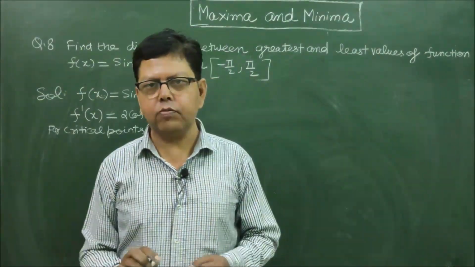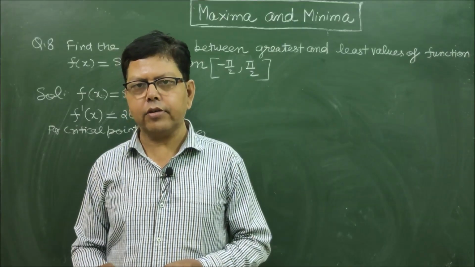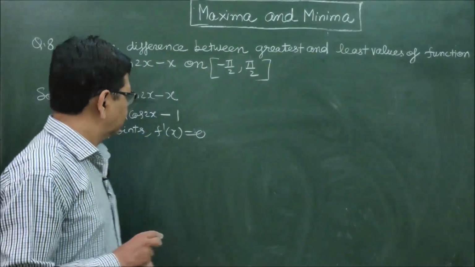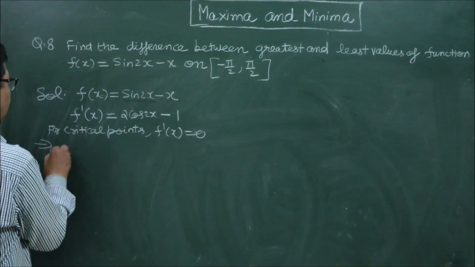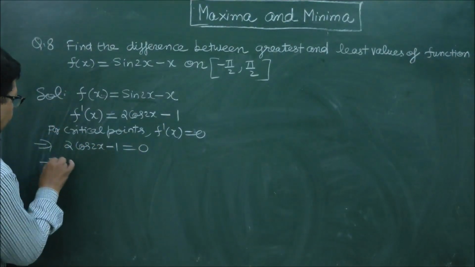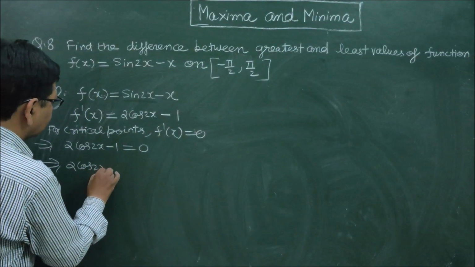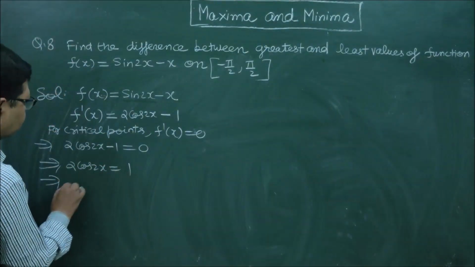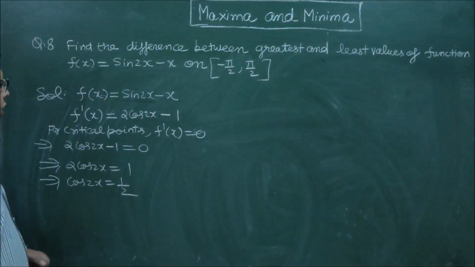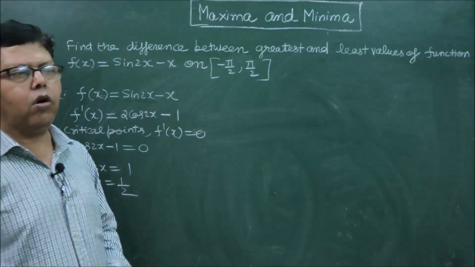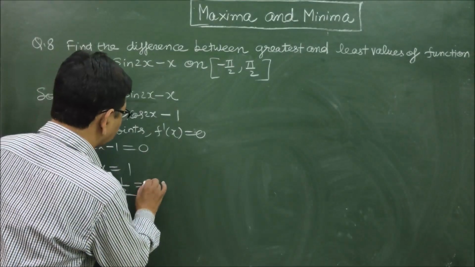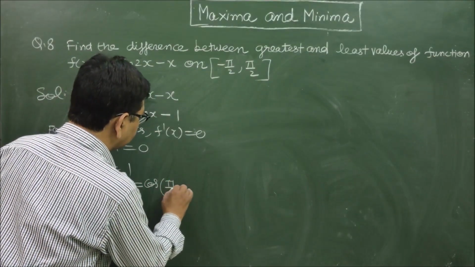This is the general routine for solving the questions of maxima and minima. Find f dash x and put it equal to 0. So now the value of f dash x is 2 cos 2x minus 1 is equal to 0. That is 2 cos 2x is equal to 1, or cos 2x is equal to 1 by 2, and 1 by 2 is the value of cos 60. Cos 60 means cos of pi by 3.